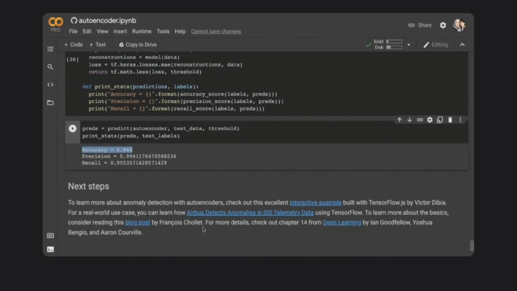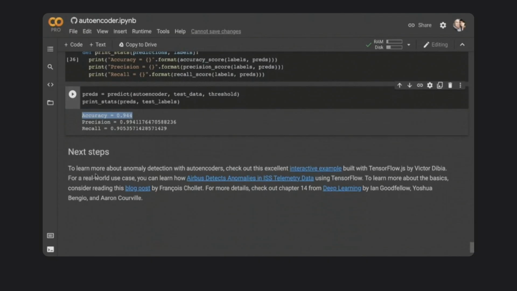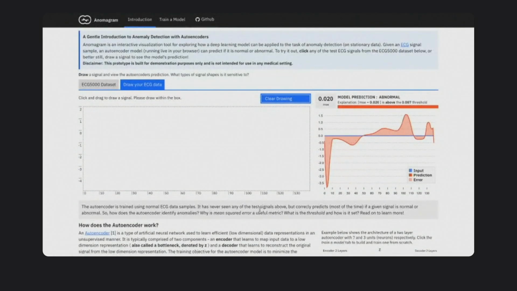Now, there are some next steps that you'll see at the bottom here, and there's a really cool interactive example I'm going to show in a moment. But if you go through this code lab, I definitely recommend visiting all of these links and reading this blog post by Francois. And if you have the book on deep learning by Ian Goodfellow, Yoshua Bengio and Aaron Courville, there are again details on how to use deep learning to do anomaly detection in that chapter. But this interactive example is really cool, and I'm going to visit that next.